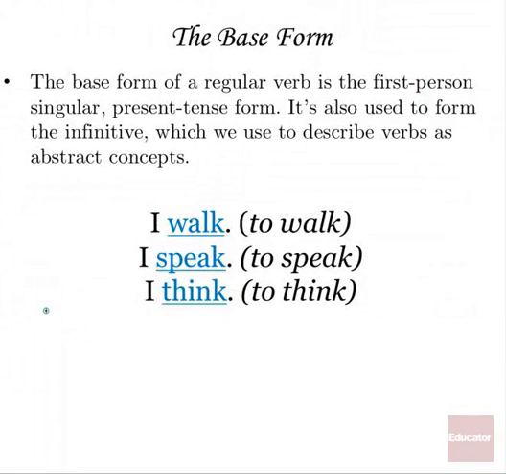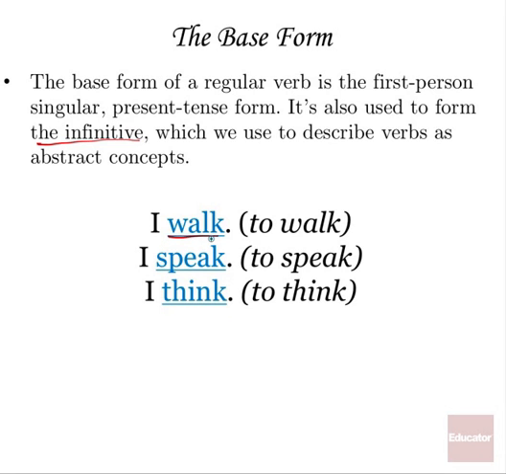The base form of a verb. The base form of a regular verb, and we'll cover irregular verbs later, is the first person singular present tense. It's also used to form the infinitive, which we use to describe verbs as abstract concepts. Pretty much any time you hear an English teacher talk about a verb in the abstract, use the verb blah blah, they will say to blah blah. Let's look at some examples.